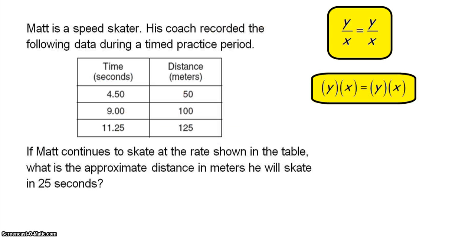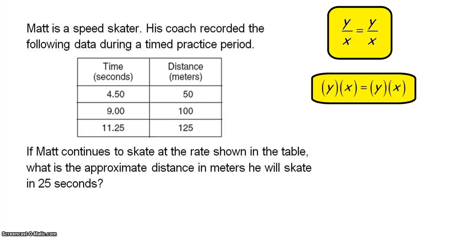Alright, next one. Matt's a speed skater. His coach recorded the following data during the time period. So you have that table, x and y values. If Matt continues to skate at the rate shown in the table, what's the approximate distance in meters he will skate in 25 seconds?